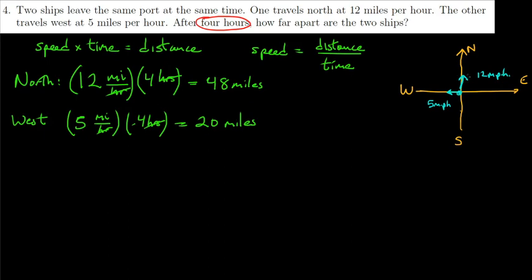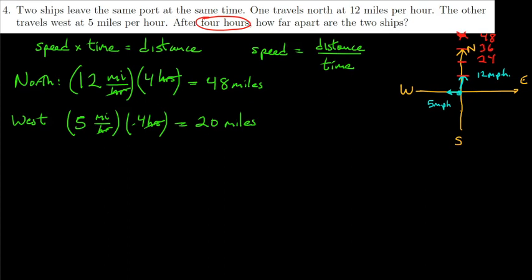If you look at the picture on the right here, after 1 hour, the ship going north traveled 12 miles. After 2 hours, well, 12 times 2, that would be 24 miles. After 3 hours, 36 miles. And right up here, after 4 hours, 48 miles. Okay, so this is where the northbound ship is.